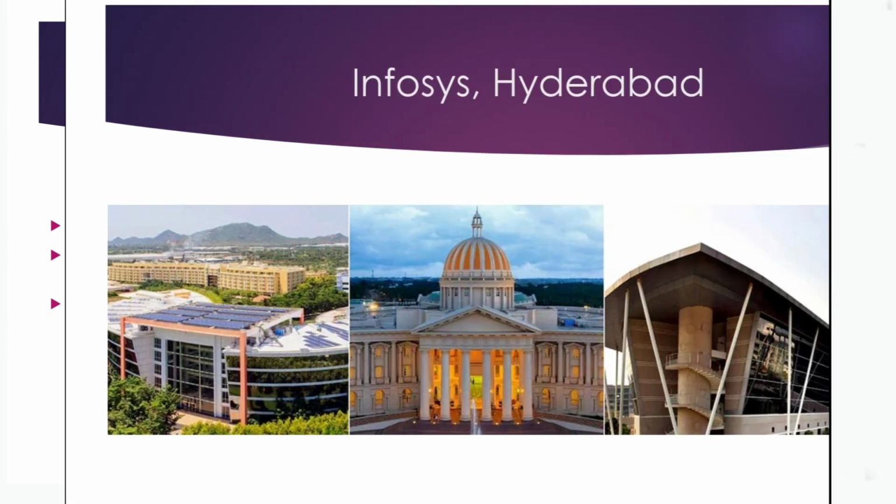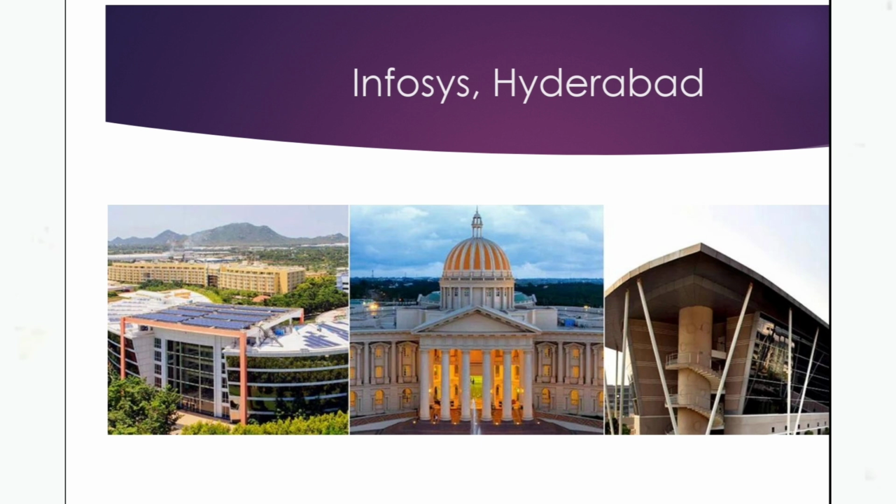I will also give some additional real-life examples, like net zero energy buildings. The Infosys Hyderabad campus has buildings that operate on net zero energy principles, meaning they generate as much energy as they consume. The campus uses solar panels extensively, which harness renewable energy.